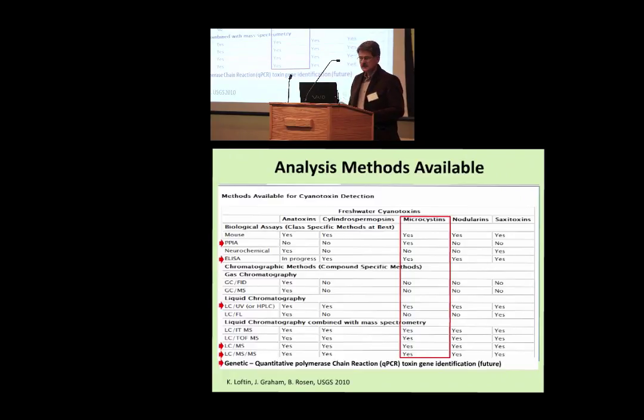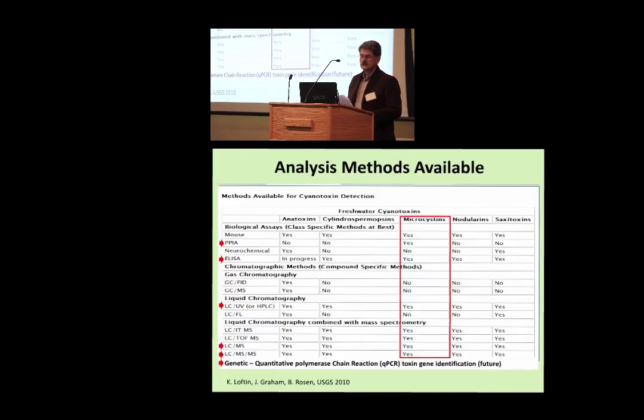Enzyme-linked immunosorbent assay, ELISA. It's also expensive. It's based on molecular recognition by antibodies. It's commercially available. There are a lot of kits. And it's very sensitive, but it does have limitations that I'm going to talk about later.